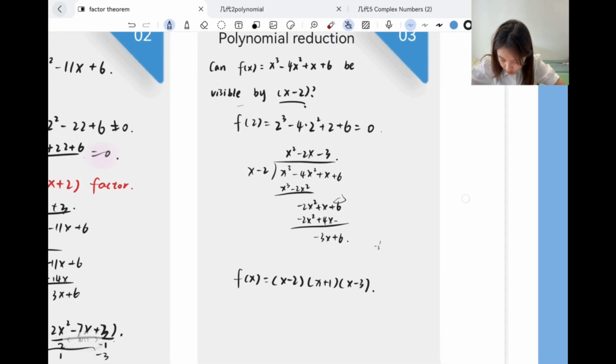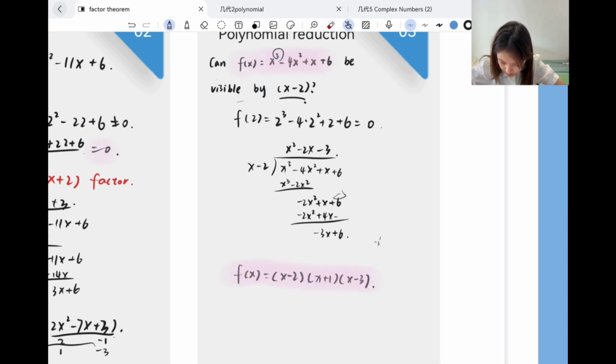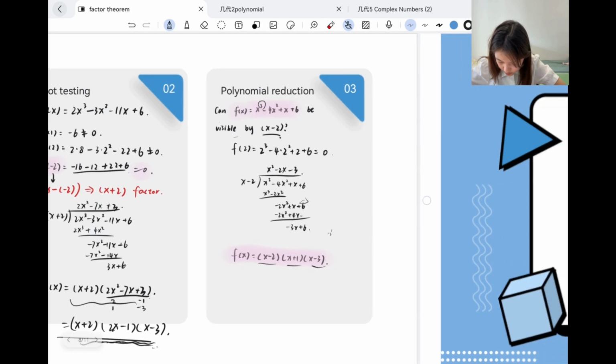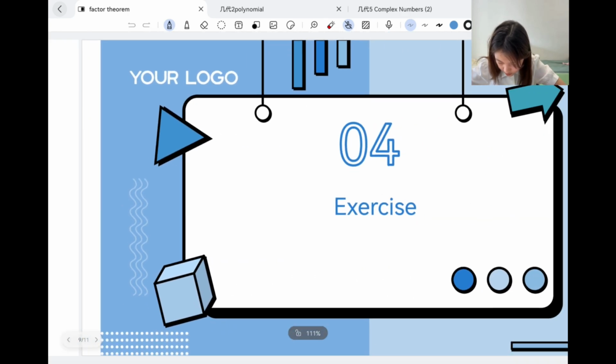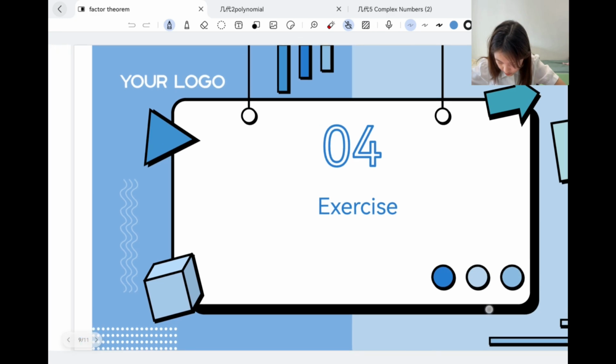Now I'll give you some minutes to try by yourself. Okay, then I'll give you the answer: this complex polynomial can be written as a product of factors, and the degree goes from 3 to 1 factors, which is clearer and easier.